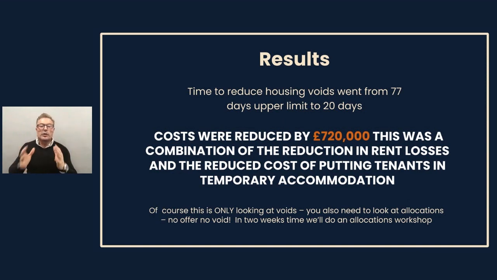So in our housing association, what happened? Well, the time to reduce the housing void went from 77 days upper limit with all that variability to 20 days. Now think about it, right? Here's a big question. What's the value work in refurbishing a void? Maybe it's 1 day, 2 days, 3 days, but it's not 20 days, right? Therefore, if you think about what's the value work against the true end-to-end time, that opportunity for improvement is massive.